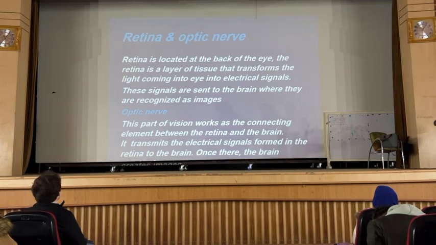As we said, the retina is located at the back of the eye. The retina is a layer of tissue that transforms the light coming into the eye into electrical signals. These signals are sent to the brain. The optic nerve is a sensory nerve.